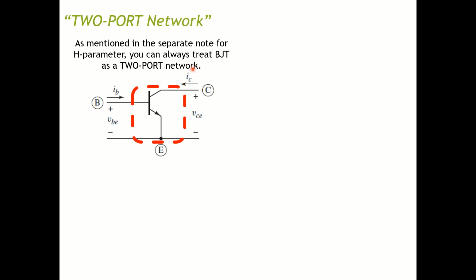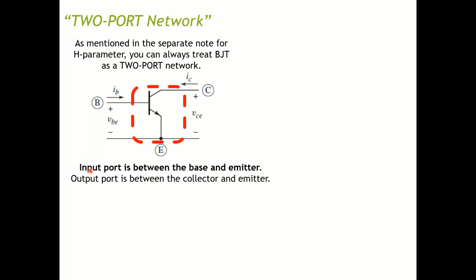As I mentioned in the separate note on the H parameter, you can always treat the BJT as a two-port network. So if I have the BJT as a circuit right here, I can always use a block diagram to represent our BJT. Then I will have the input port placed at BE, and the output port placed at CE. So first, let's consider our input port between the base and the emitter.